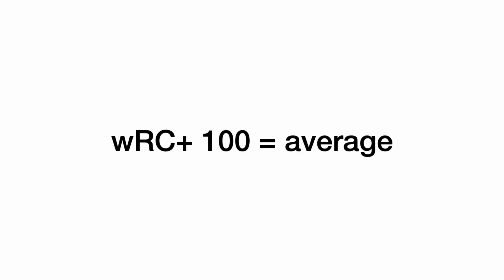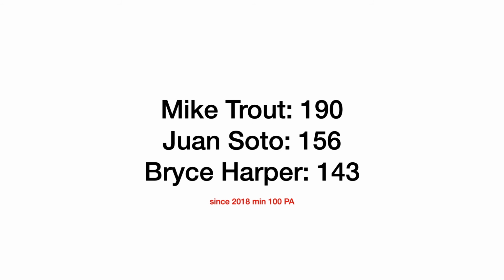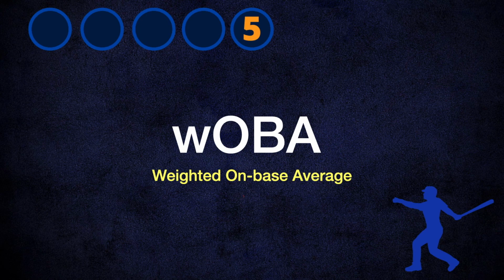Weighted runs created plus is great because 100 is average, and then you can compare the players. So for the best players in the game, I was checking the numbers since 2018, and the players who have at least 100 plate appearances: Mike Trout 190, Juan Soto 156, Bryce Harper 143. And the last one is weighted on-base average.